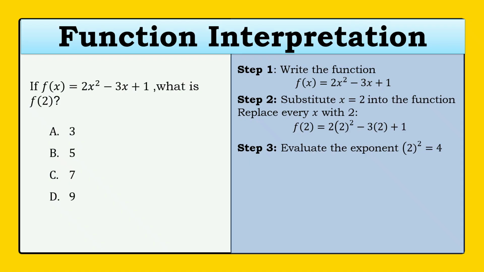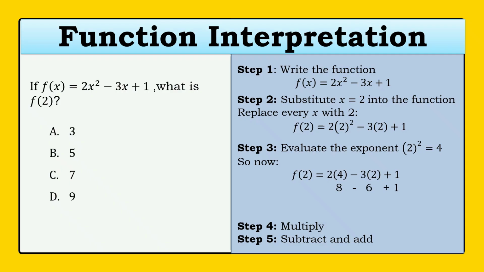Step 3, evaluate the exponent. 2 raised to the power of 2 is equal to 4. So now we have f of 2 is equal to 2 times 4 minus 3 times 2 plus 1. Step 4, multiply. So 2 times 4 is equal to 8 minus 3 times 2 is equal to 6. Then just bring down plus 1. Lastly, subtract and add. 8 minus 6 is equal to 2 plus 1 is equal to 3. So our final answer is 3 and this is letter A.